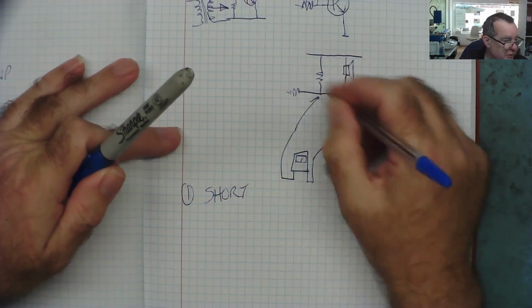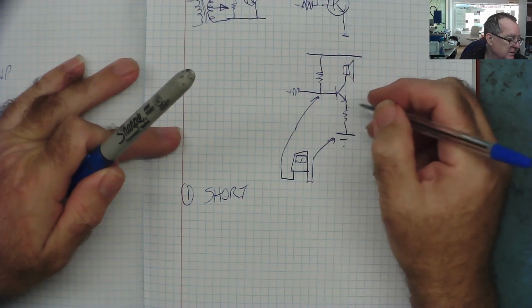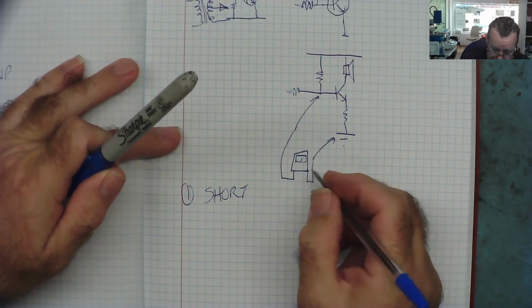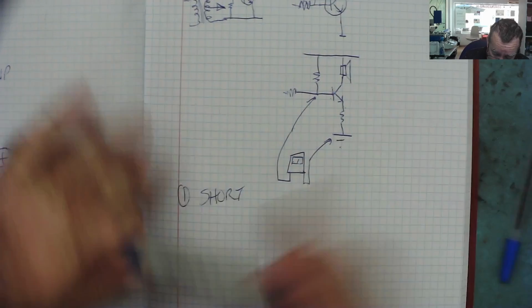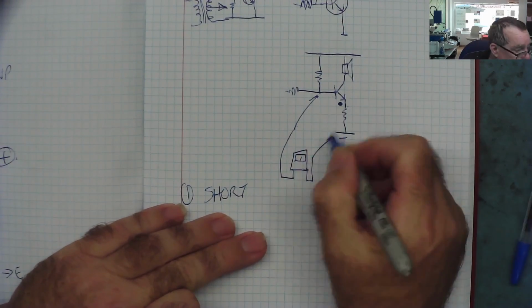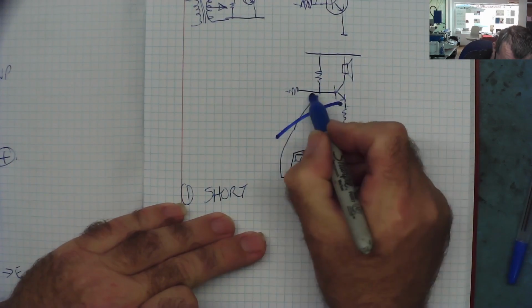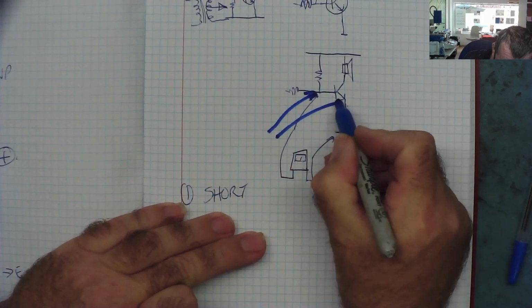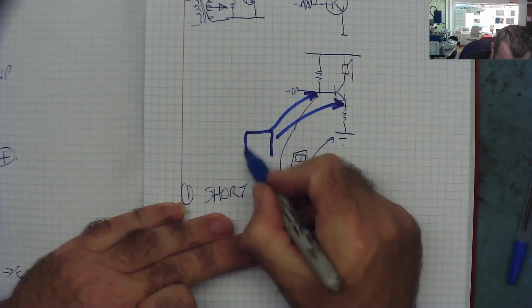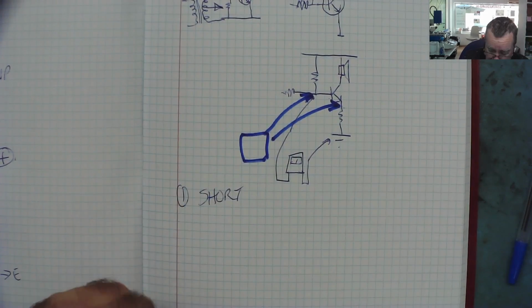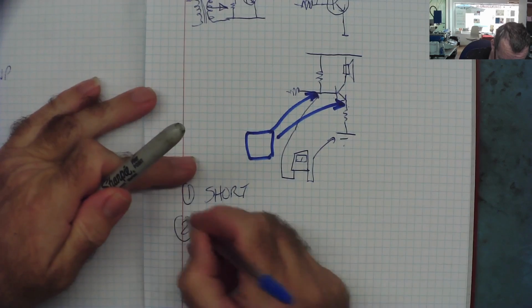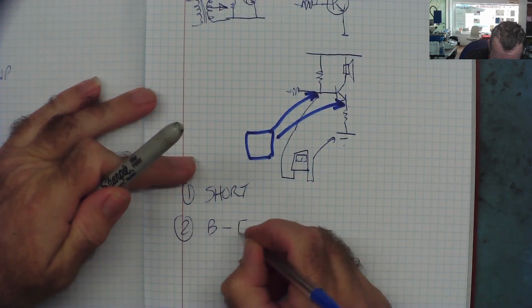Is there a short between any of the terminals on the transistor: base, emitter, collector? If there isn't a short, measure from the emitter, not from ground, from the emitter to the base, and put your probes here on your test meter. Okay? So you're measuring directly base to emitter.